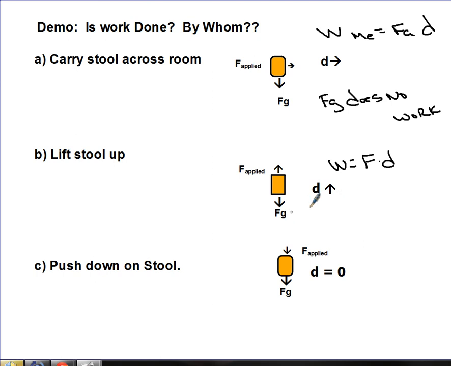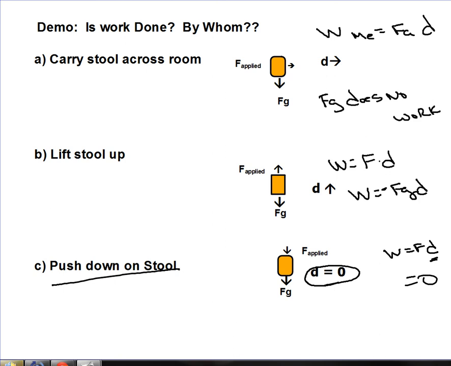What about the work due to gravity? See, those are in opposite directions. So, this is going to be minus Fg times my displacement. My displacement is up, Fg is down. Now, what if I push down on the stool, but there is zero displacement? Then the work, which is force times distance, well, if that's zero, the work is zero. So no matter how much I sweat pushing down on a stool, I'm doing no work. Kind of cool.